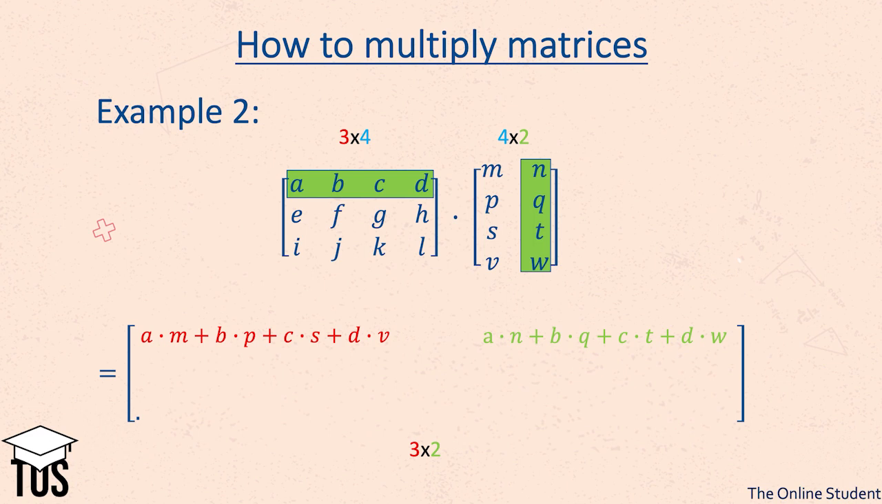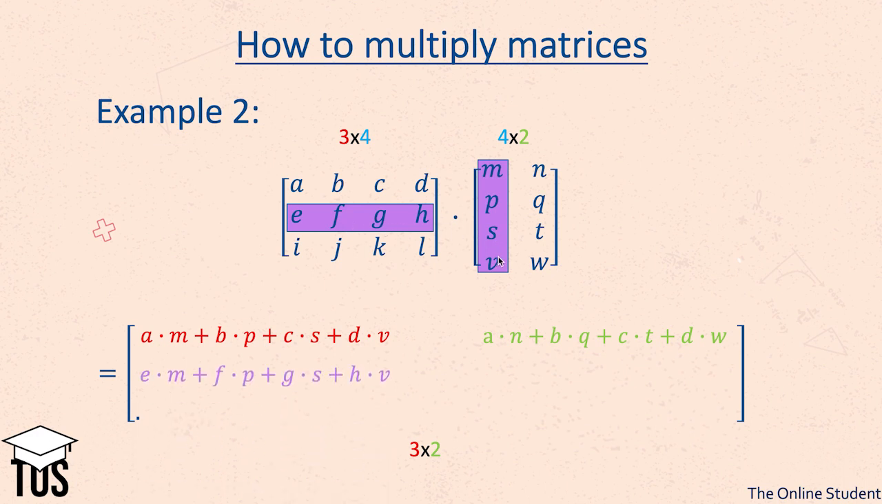Now we have 4 other combinations left. We can take a look at the second row of this matrix with the first column of the second matrix. We're going to do the exact same thing. We multiply E by M plus F by P plus G by S plus H by V. And we have the corresponding element. Now where does this element go? Well, on the second row in the first column of the resulting matrix. So the second row, first column of the resulting matrix.